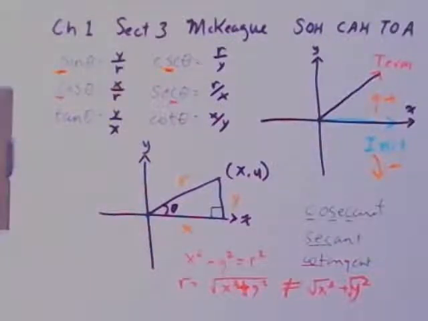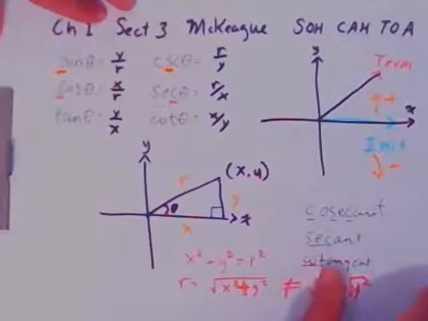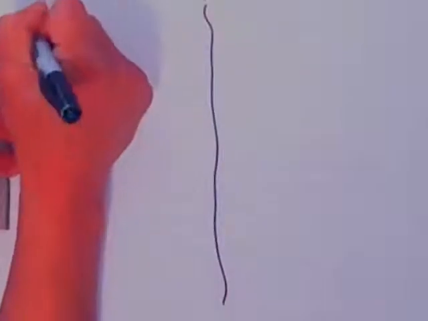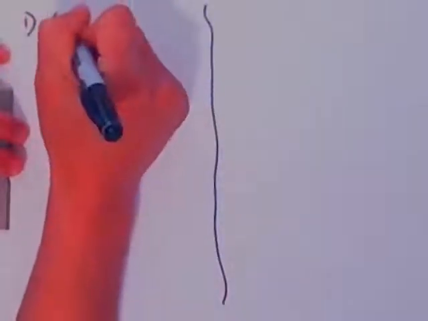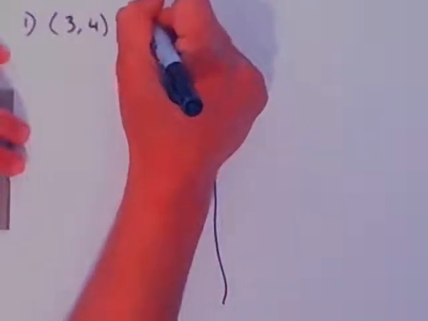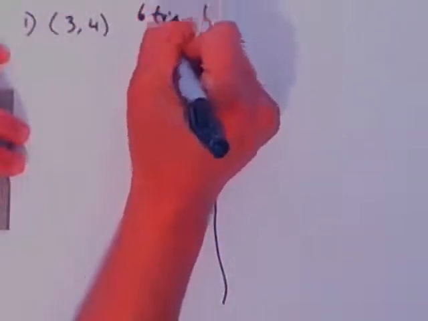I'm not going to do the example problems for you. I'm going to actually do some of the problems itself. So let's start with one of the problems. Let's do problem number 1. It has a coordinate 3, 4, and you want to find all 6 trig functions.